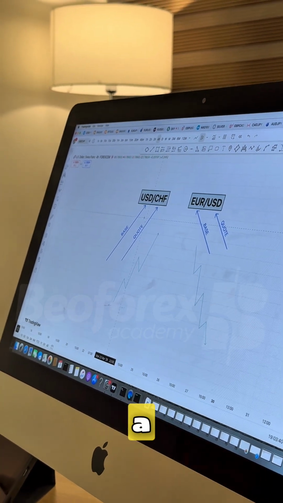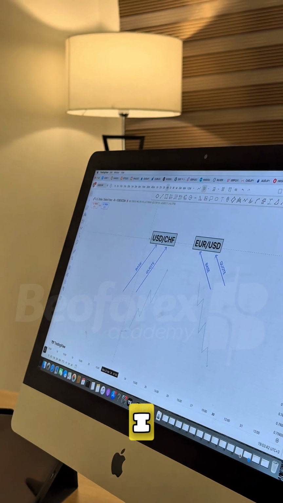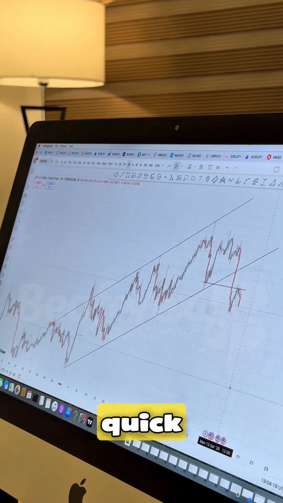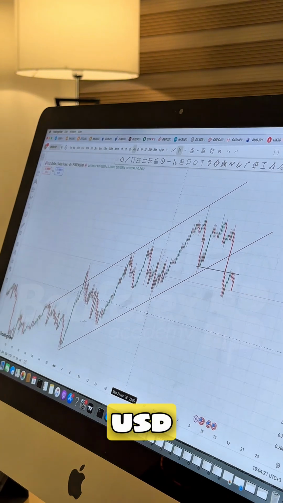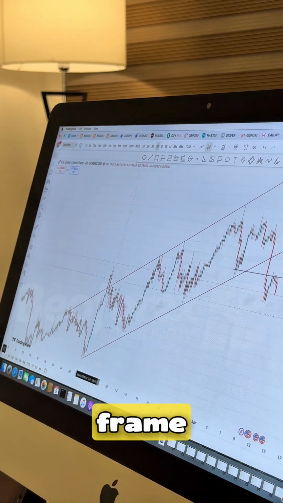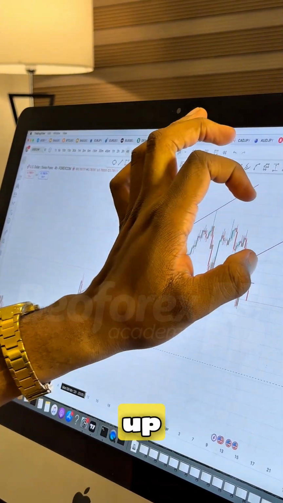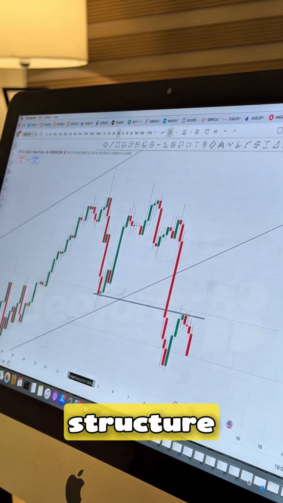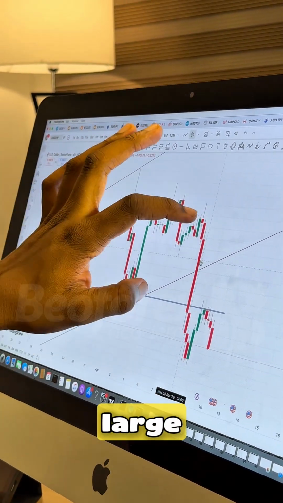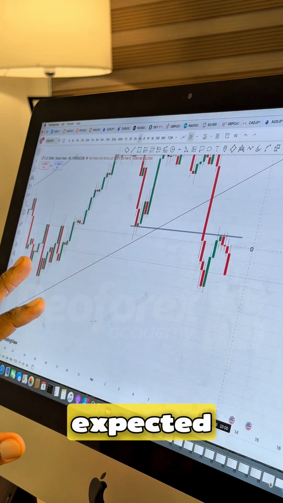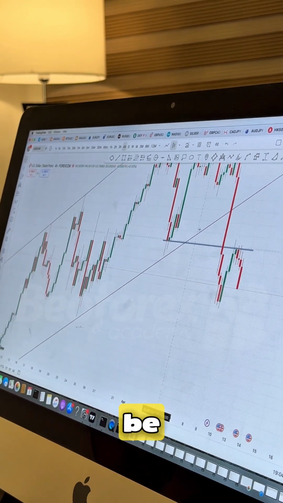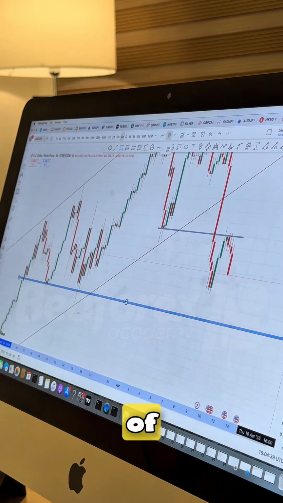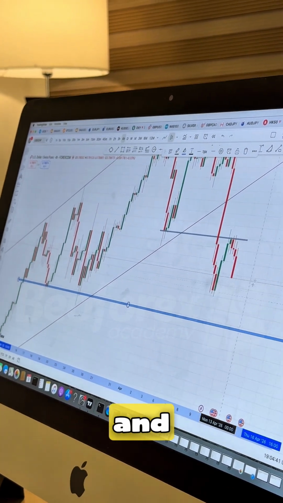Now, just to show you a very quick example of what I am talking about. This is USD CHF on the 4-hour time frame. We can see that USD CHF has been in this uptrend, and USD CHF just recently broke structure with these large bearish moves that you can see here. So it's expected that USD CHF is going to be trading lower at least till we get to this area here of 78,500 and below.